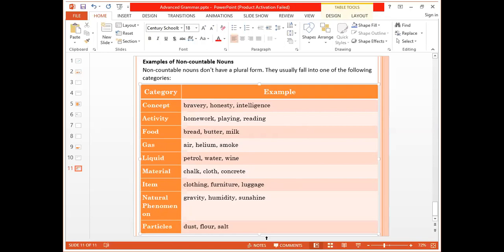Or we have particles, which again are uncountable, like dust. We have air. We cannot count flour or salt, so we cannot call them countable. They are uncountable nouns. The complete list is over here: concepts, activities, food, liquid, material, item, etc. So they are called what? Uncountable nouns. Is this clear now?